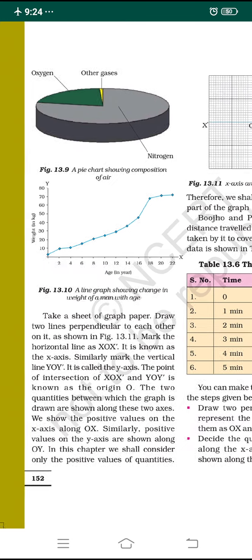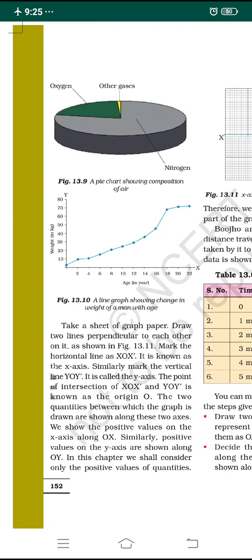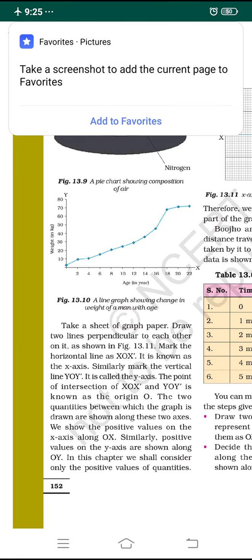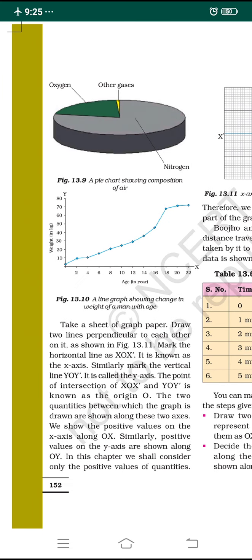See here, at the age of 2 the weight of a person is 10 kg. At the age of 4, you can see in the diagram, the weight is 12 kg. Again at the age of 8 it is 15 kg. Like that the weight went on increasing, and at the age of 22 the weight of a person has reached 70. Can you understand now?